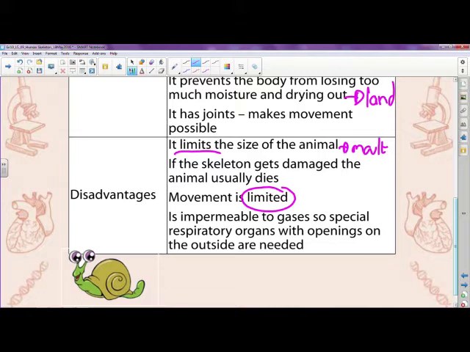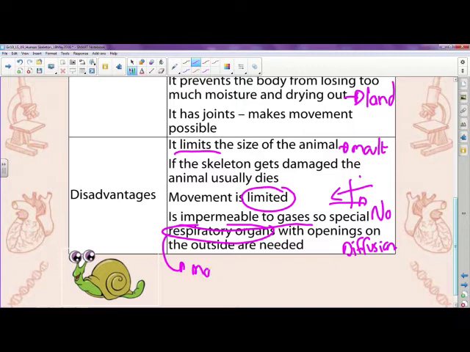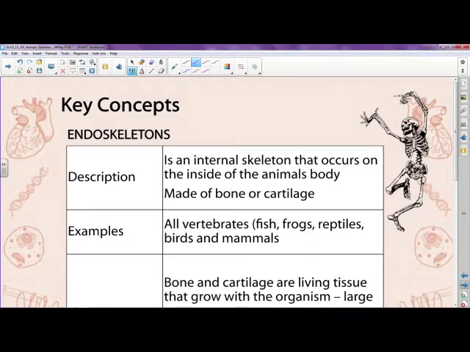Now, here, when we say impermeable to gases, what does that mean? It's hard, so gases cannot diffuse in or diffuse out. So no diffusion. What do we see here? If we look at our insects, and you'll see that next year, we actually have to have special organs for respiration. So we're going to need a type of mouth. We're going to need a trachea or a windpipe or something, and we're even going to get as far as obviously needing lungs.